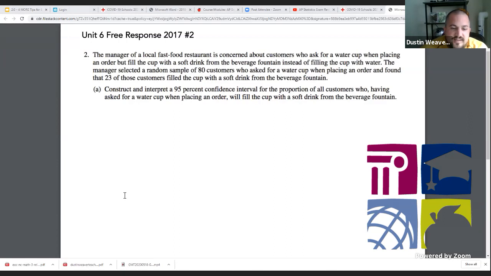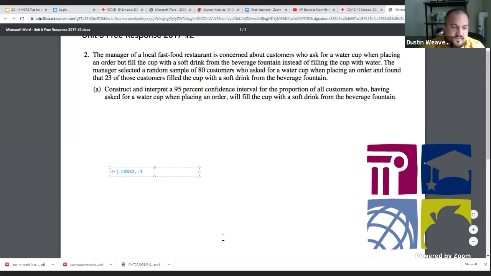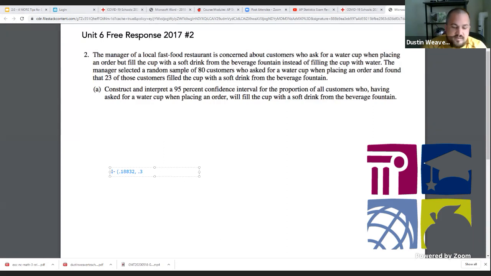So as I get that, as I go back, I can now go to the interval part. So the interval is 0.18832 to 0.38668.